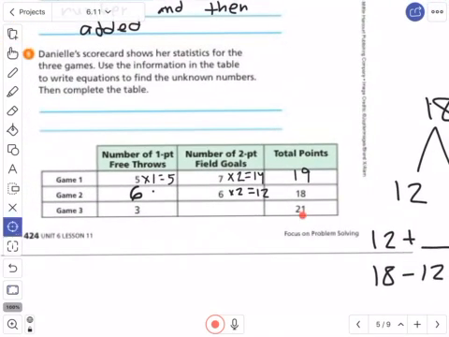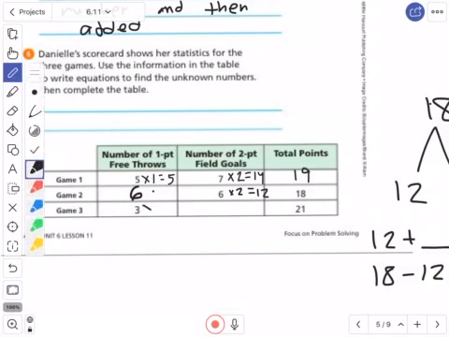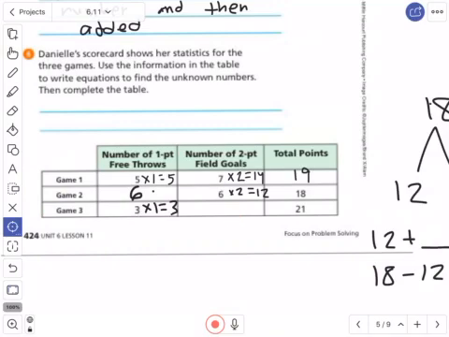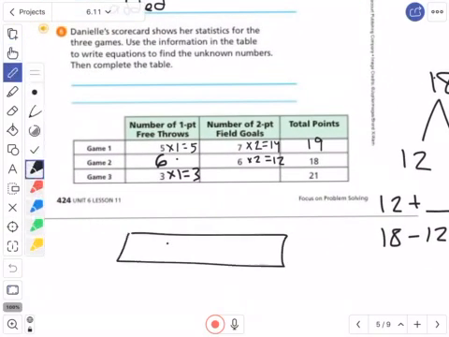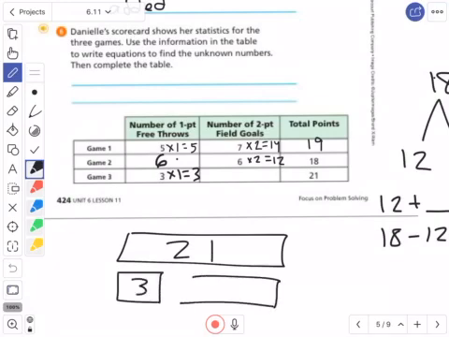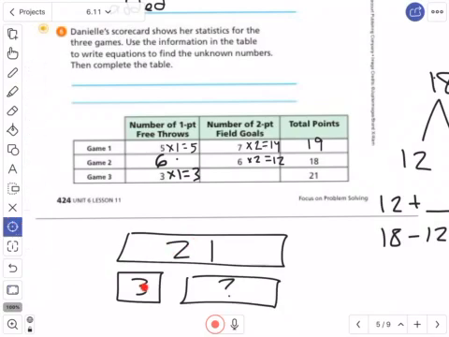So she had a total of 21. Now I know she had 3 one-point shots, so 3 times 1 equals 3. But I'm missing this one. So this time I'm going to use a comparison bar to show. She had 21 points total. One of those parts is 3. This is her big part that we're missing. We don't know how many 2-pointers she got. So again, it's a part plus a part equals a total.